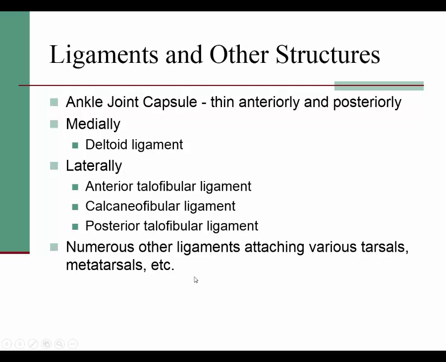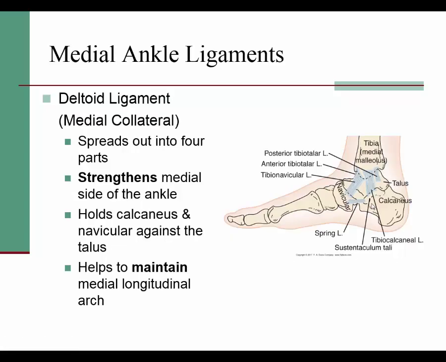As far as the deltoid ligament goes, this is also called the medial collateral ligament. It spreads out into 4 parts, as you can tell. Okay, it strengthens the medial side of the ankle. Very important to know that, and it helps to maintain that medial longitudinal arch. It holds the calcaneus and the navicular against the talus. So these are all important things to know about the deltoid ligament.